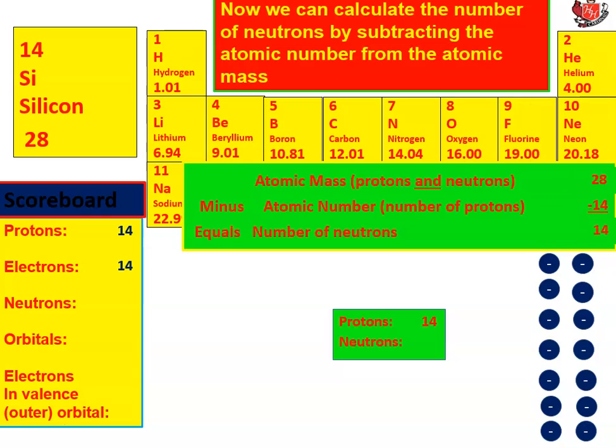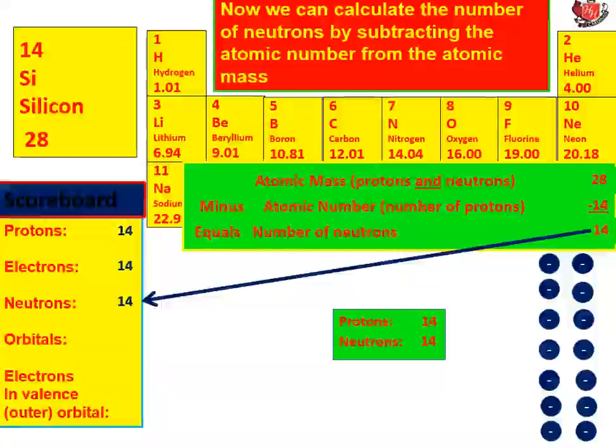They're not always the same, the number of protons and neutrons, but they're usually very close for the smaller elements. They're usually within 1 either way. So that means we can go ahead and fill in our scoreboard for neutrons, and that's going to be 14. And then we can also put that 14 into the nucleus. So now our nucleus is complete, 14 protons and 14 neutrons.